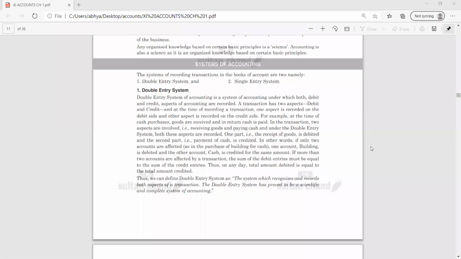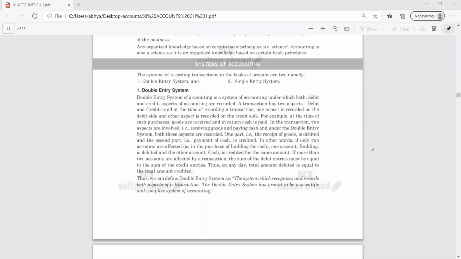Harshita, I have unmuted you. Harshita Bansal. Yes, ma'am. So suppose the example is you have purchased a building, or purchased furniture, or purchased any of the assets, plant and machinery, by making payment through cheque. So which two accounts are involved in this transaction?